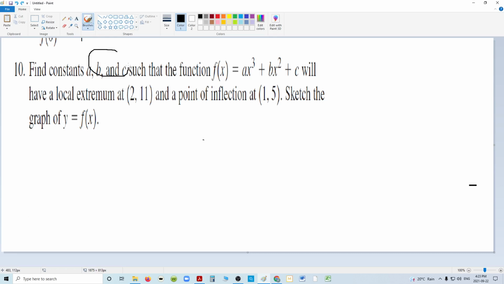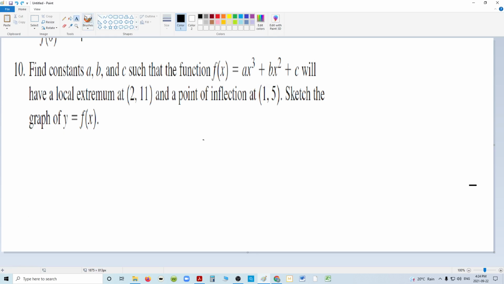Find the constants A, B, C, such that we're given a cubic that will have a local extremum, which means the slope here will be 0, and a point of inflection, which means the double derivative will be equal to 0 at that point, and sketch the graph. Okay, let's go with what we know.